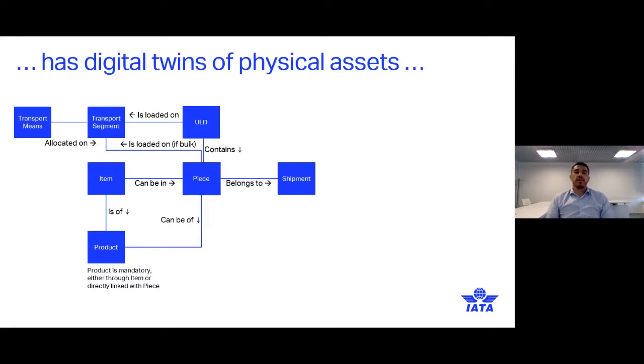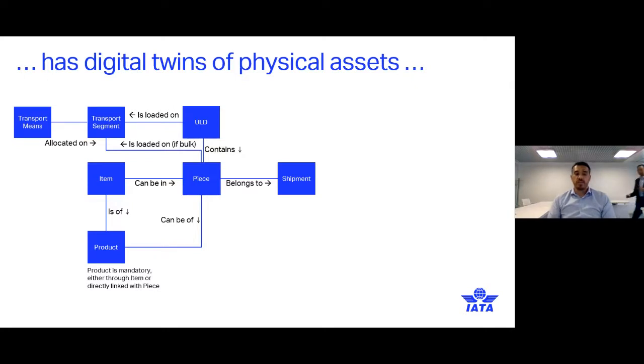We then have what we called before digital twins. So here we have digital twins of physical assets. As you can see, we have the transport means. The transport means are basically the airplanes here. They can be trucks, or in a multimodal environment, they can also be vessels from far at sea.